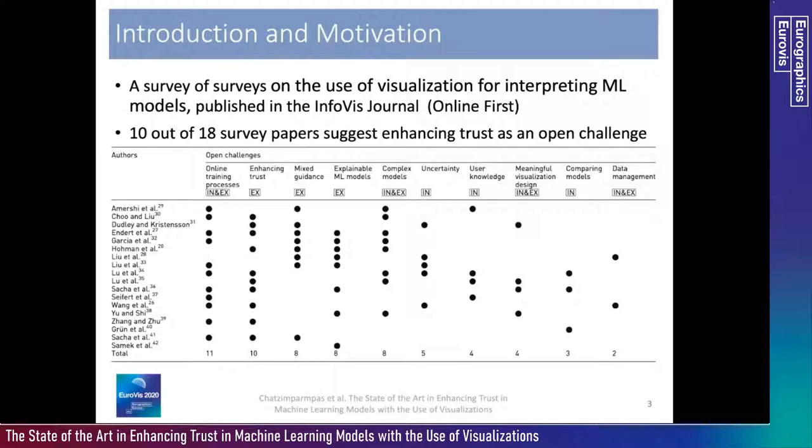The idea of the state-of-the-art report began with previously gathered data. In January 2020, our survey of surveys on the use of visualization for interpreting machine learning models was accepted for publication. From the meta-analysis that we performed for that report, we identified many open challenges for the visualization community, such as the visualization of online training processes, mostly for neural networks, enhancing trust in general, mixed guidance, and others. If we take a closer look, enhancing trust in machine learning is one of the most commonly cited challenges, but it was never explicitly addressed by any other survey. This became our motivation for this paper.